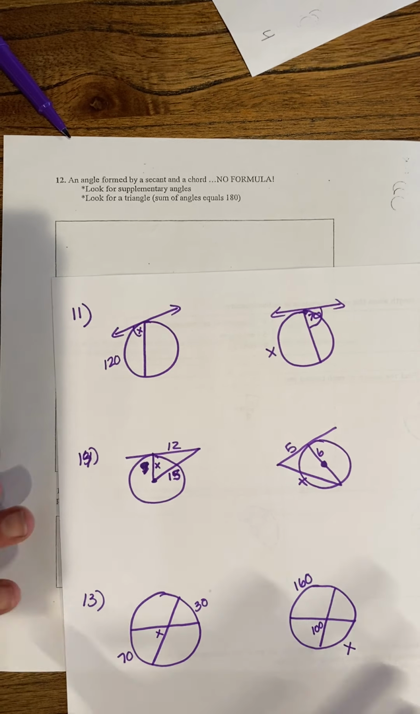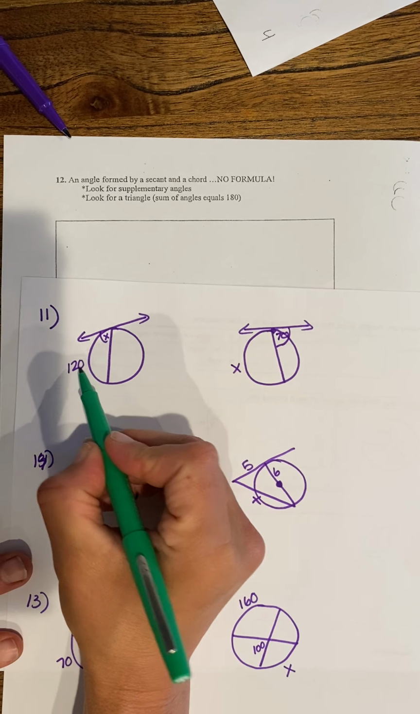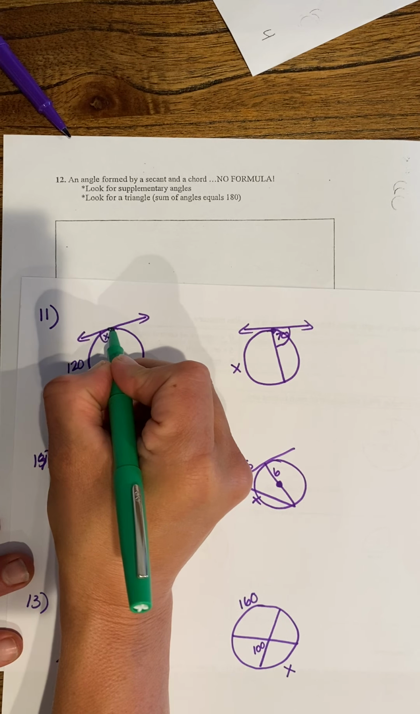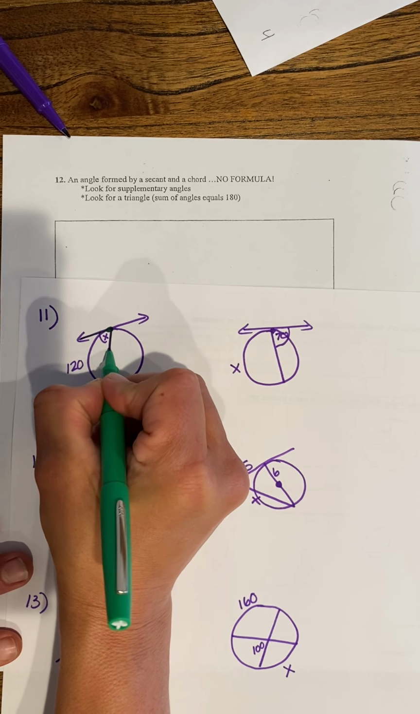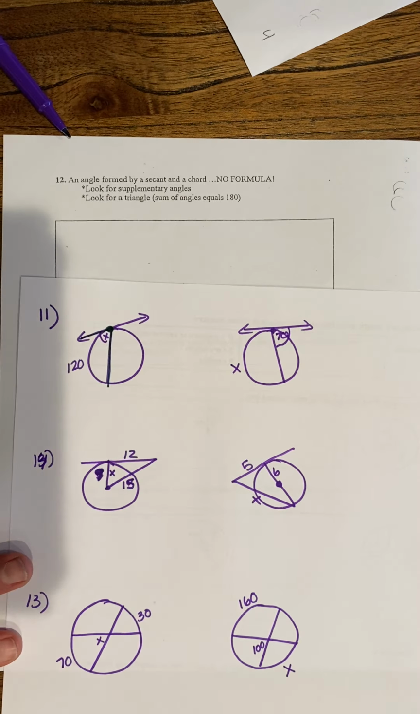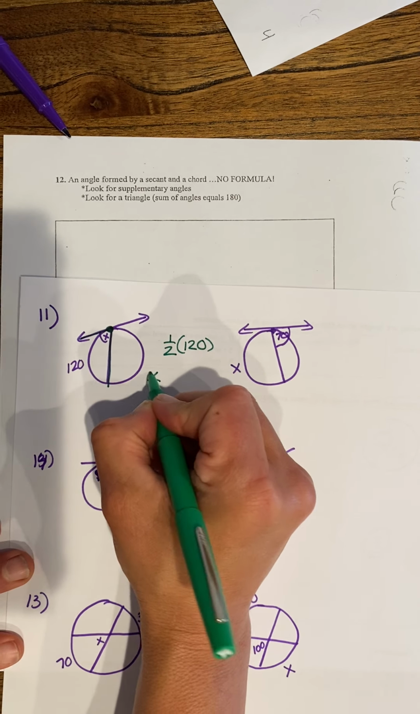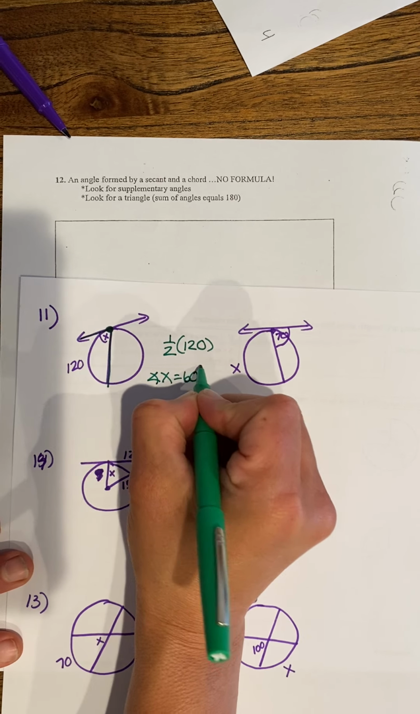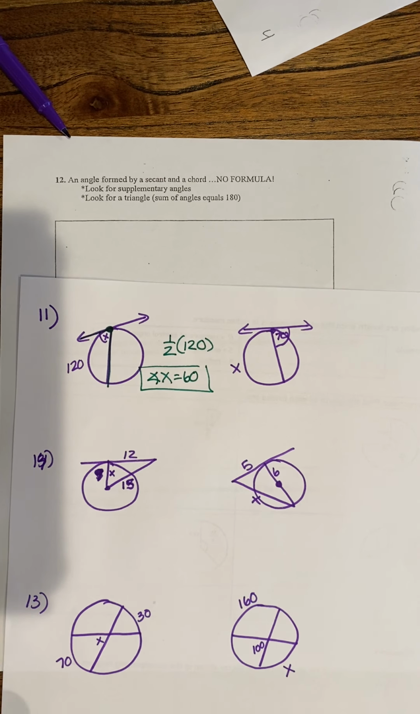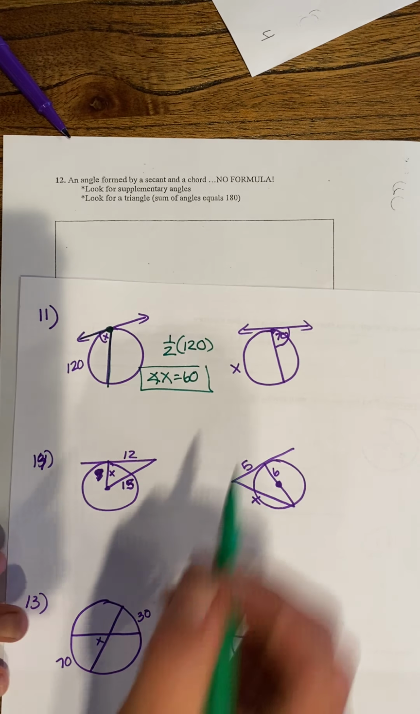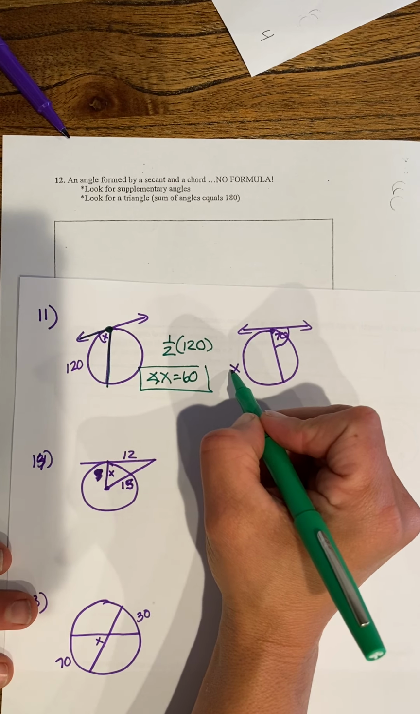Here, I know this arc is 120. I'm trying to find this angle. Again, this angle right here is right on the circle, so all I have to do is half of 120. So angle X is 60. I could give you the reverse. I could give you the angle and you have to find the arc.